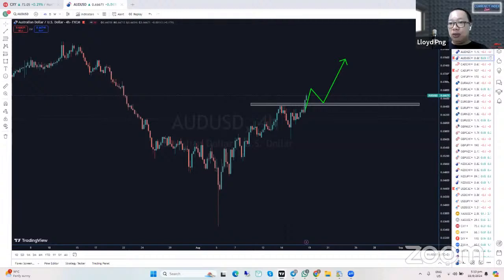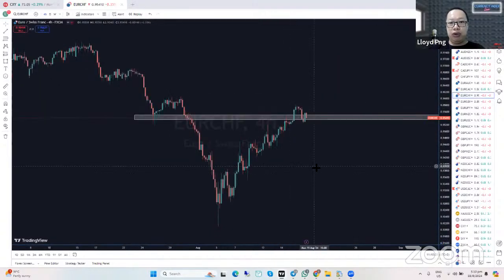So after going through all this, which are the top three pairs I would love to trade, just pending a very simple setup, next I'm going to go through is actually Euro Swiss, I believe.